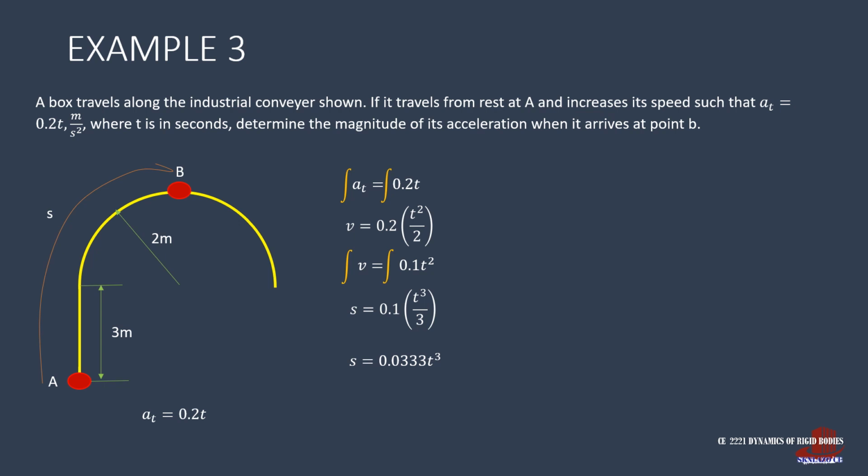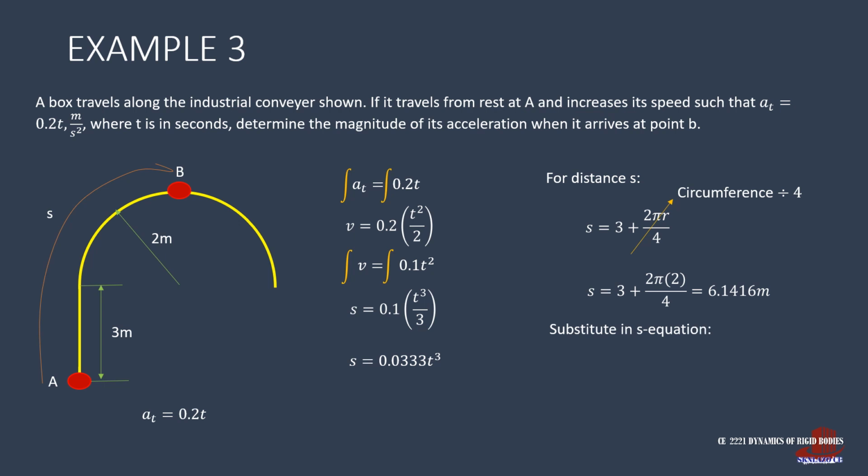What do we do with this equation? Check out the illustration. We can actually determine s, which starts from A and terminates at B. That is measured as 3 meters plus the distance traveled with the quarter circle with a radius of 2 meters, resulting to 6.1416 meters. Now plug this s into the equation, giving 6.1416 equal to 0.0333 t cubed, where t can be computed as 5.6922 seconds.